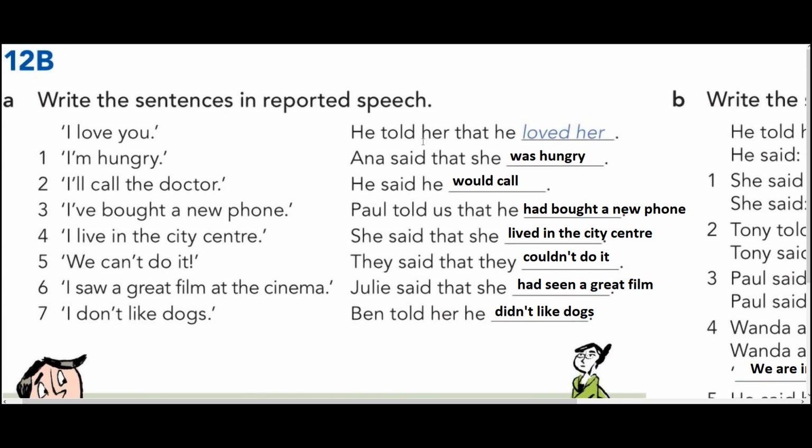I love you. He told her that he loved her. I'm hungry. Anna said that she was hungry. I'll call the doctor. He said he would call the doctor. I've bought a new phone. Paul told us that he had bought a new phone. I live in the city center. She said that she lived in the city center. We can't do it. They said that they couldn't do it. I saw a great film at the cinema. Julia said that she had seen a great film at the cinema. I don't like dogs. Ben told her he didn't like dogs.